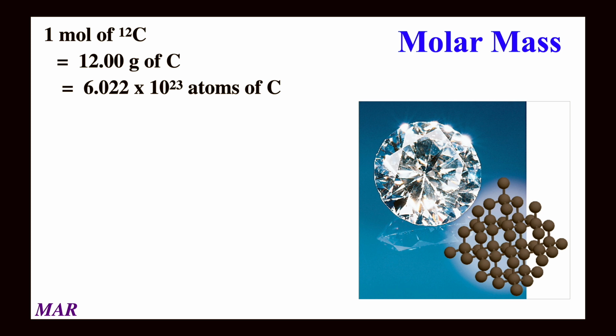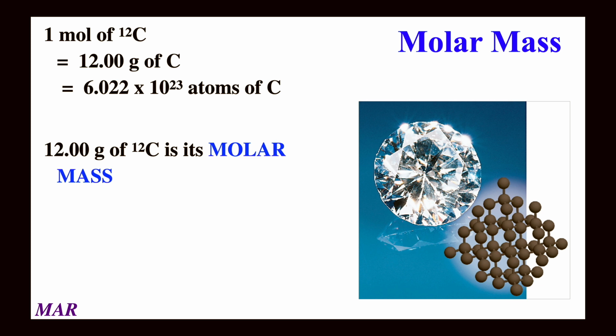We can measure 12.00 grams in the laboratory. There's no way we could count 6.022 times 10 to the 23rd atoms, but we can manipulate these massive amounts of atoms through measurements which make sense in our world. So this kind of relationship, grams to moles to atoms, is pretty important for chemists.